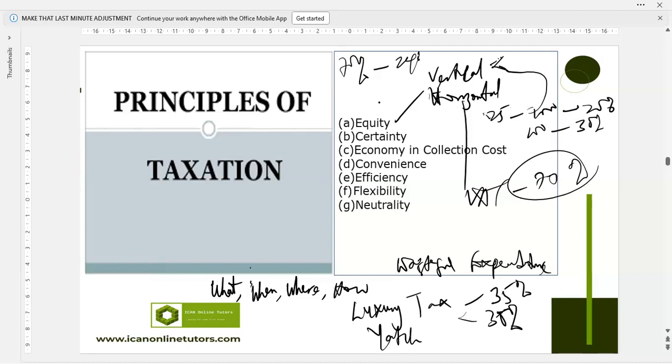Where are they going to pay it? Are they going to their village heads to pay? Are they going to the chiefs in the town to pay? Or are they paying it to the king, or to the government? So where are they paying it? Okay. So if they are paying it to the government, how do they pay?